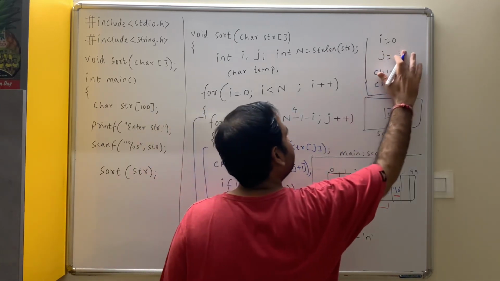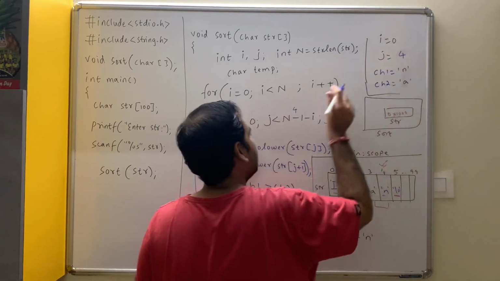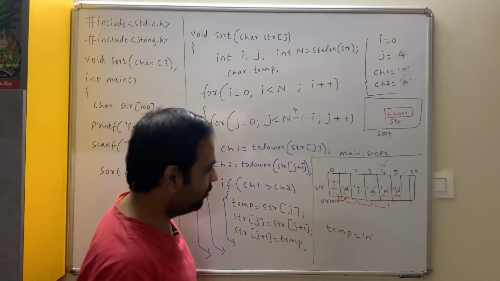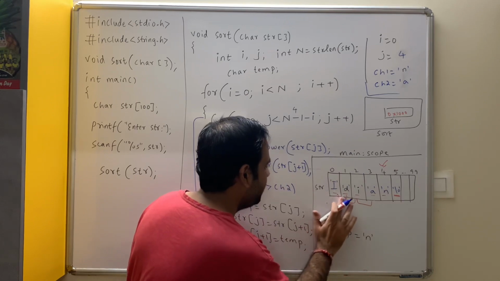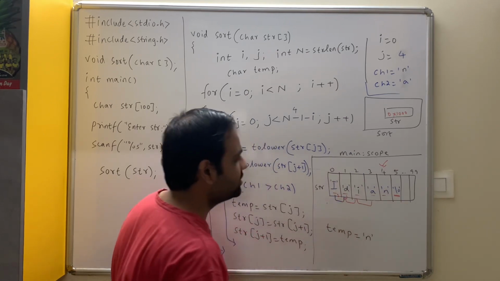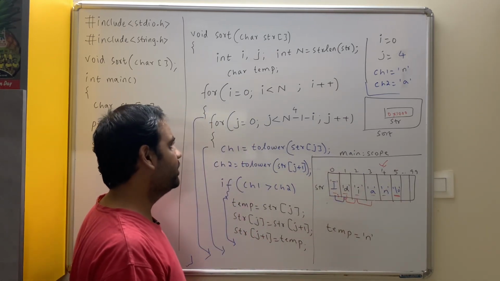Again you say j plus plus. The value of j becomes 4. 4 less than 4 is false, and you see that the largest element is bubbled up, and you ignore that pair.